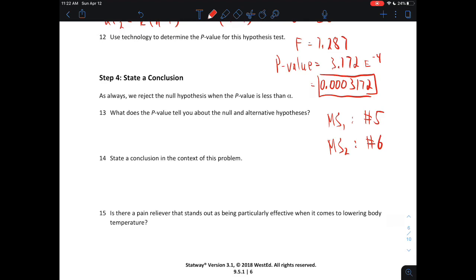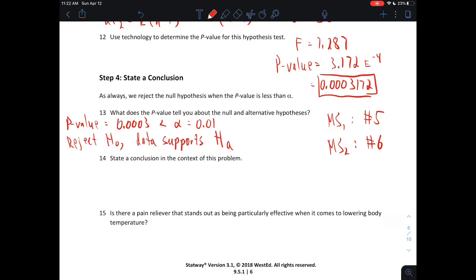So in our case, our p-value is 0.0003, which is definitely less than alpha, which is 1% or 0.01. So this tells us reject the null hypothesis. And it means that the data supports the alternative. So we reject the null hypothesis, the data supports the alternative hypothesis.